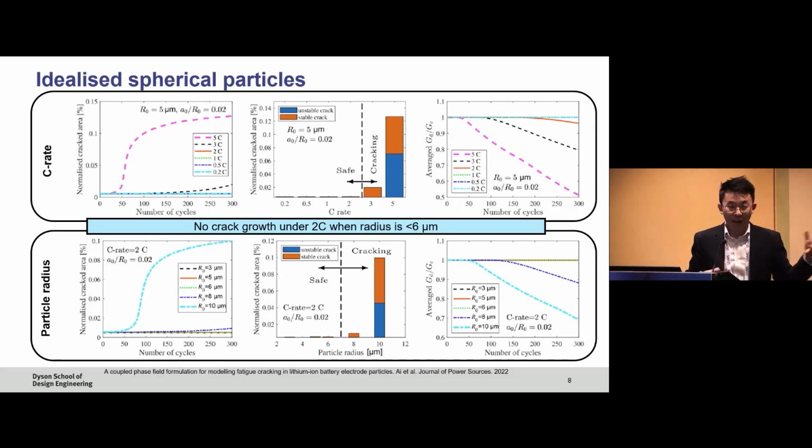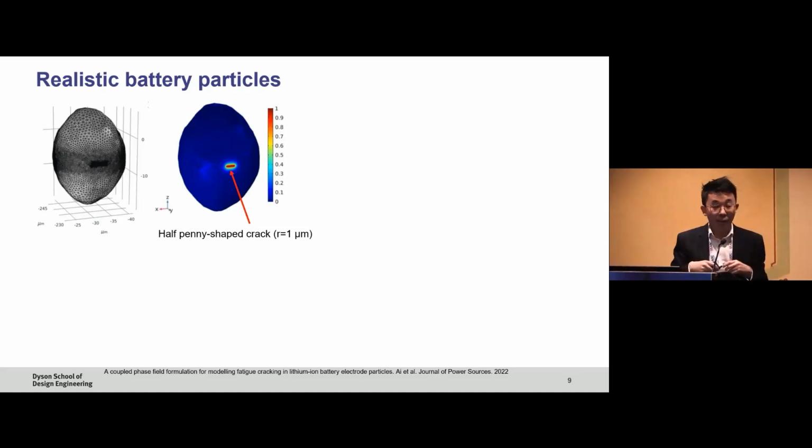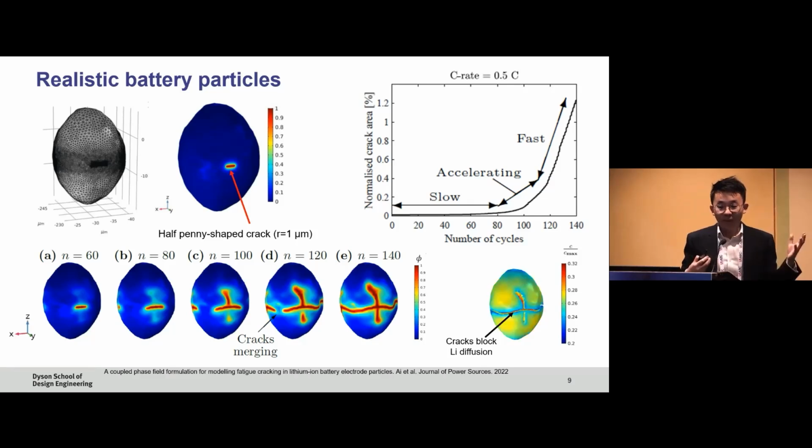Now, obviously in this example, I've used an idealized spherical particle, but in reality, we don't have perfect spheres. So what we can do is X-ray tomography of battery materials and reconstruct the real morphology. We introduce a half-penny crack, so again, hypothetical, but then we have a look at how the real morphology might evolve over time. And this is what we see, that we get this very dynamic behavior. Initially, we have a very slow crack growth rate in the material, but then all of a sudden we get a very fast acceleration in that crack growth, and that leads to a separation of the two materials.